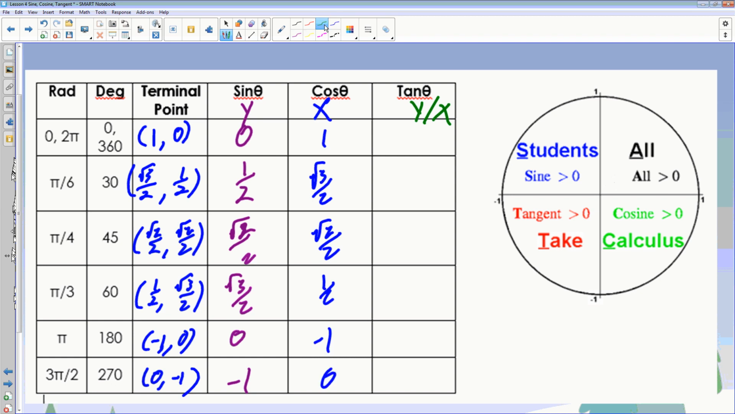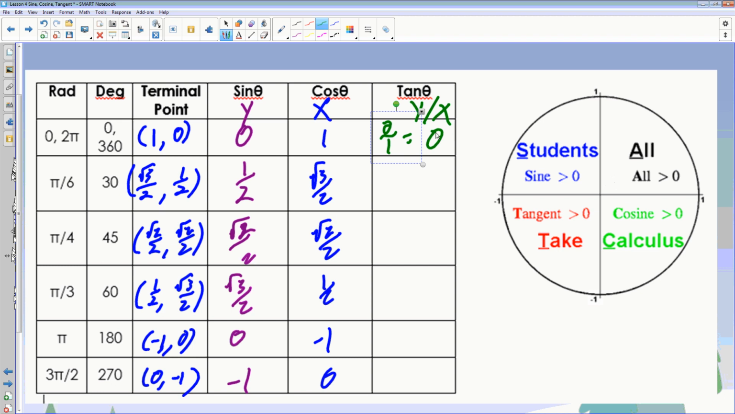Now tangent, we're doing y over x. So I'm literally going to take these purple and blue numbers, and just make them into a fraction. So 0 over 1, that's just 0. So the tangent of 0 is 0. The tangent of 2 pi is 0. That's what that means.